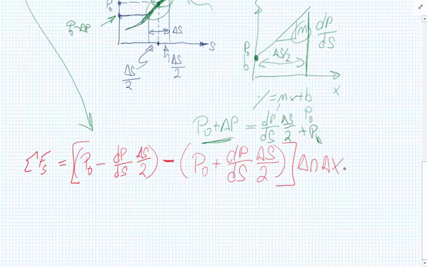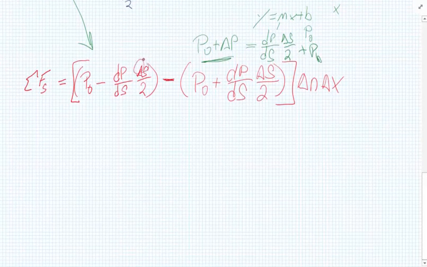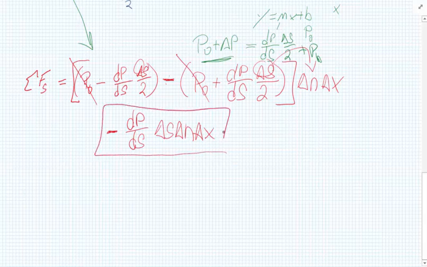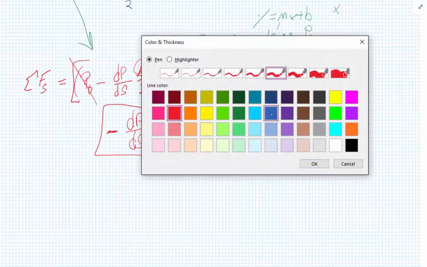Well, if we take a look here, we see that we can factor out a delta s from both and bring them out this side, and we're going to see that P naught minus P naught are going to cancel. So this term is going to cancel, my delta s is going to come out, and now I'm going to have a minus dp/ds minus a plus dp/ds, and they're both a half. So what we end up with, you might want to do the math yourself on a sheet of paper, is minus dp/ds times delta s delta n delta x. That's very sloppy. So let's try that again. Let me get a better pen. I'll write this in blue and a little bit thicker.